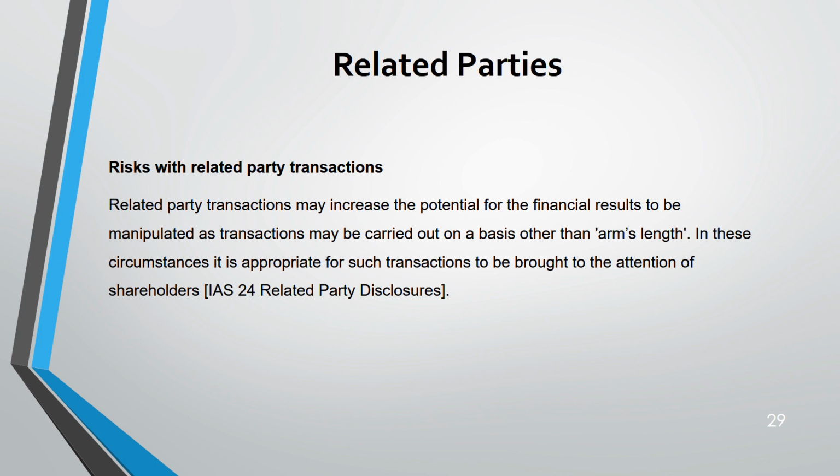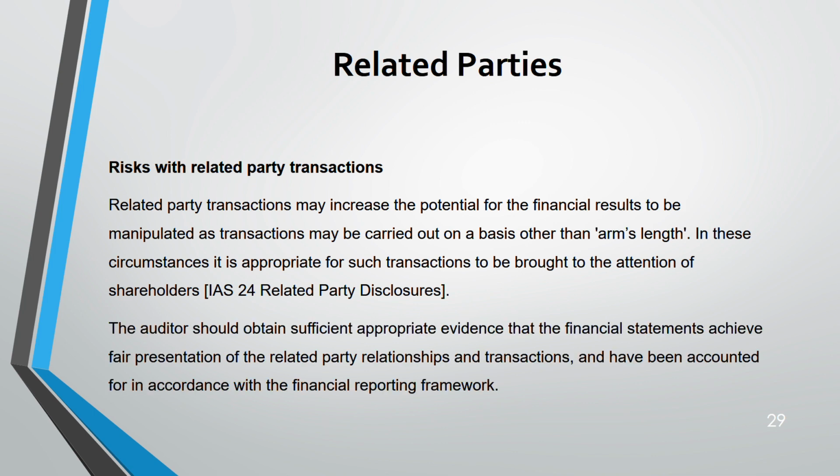So in this circumstance where a transaction is not at arm's length, what should you do? You should bring this to the attention of shareholders through disclosure. That's why we have the standard IAS 24 Related Party Disclosures. Understood? Now, to do that, the auditor has to have sufficient and appropriate evidence that the related party has been dealt with according to IAS 24.